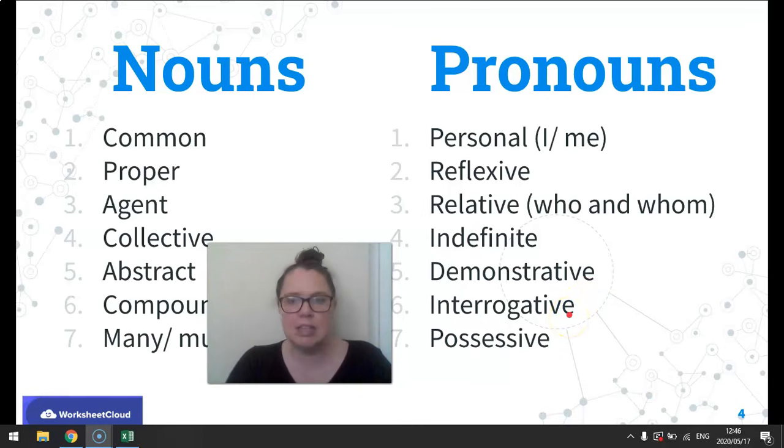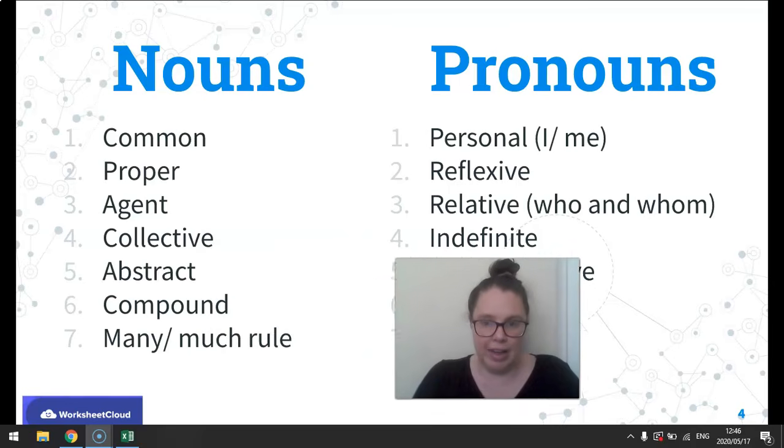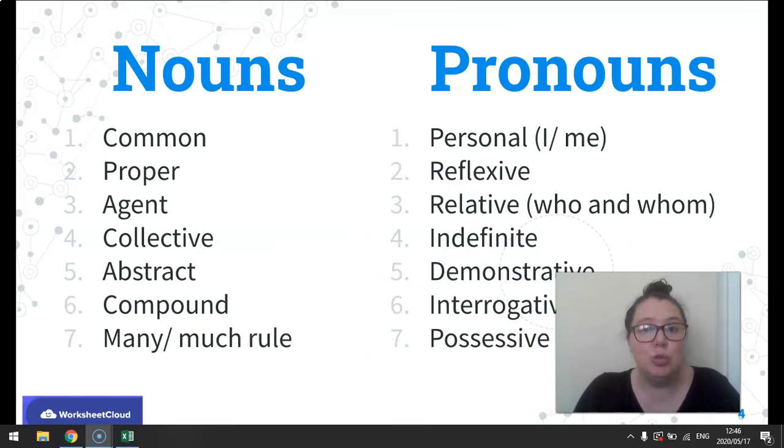Interrogative and possessive. Then we'll circle back and look at two textual editing rules. When do you use the subjective or objective case, I or me? And when to use the relative pronoun who or whom. So we're going to be touching base today on the nouns and pronouns that you know, but we'll also be incorporating a little bit of extra just to get you going for textual editing.